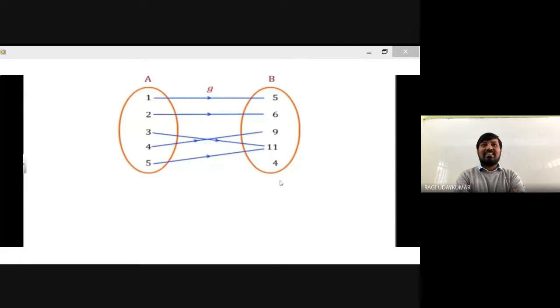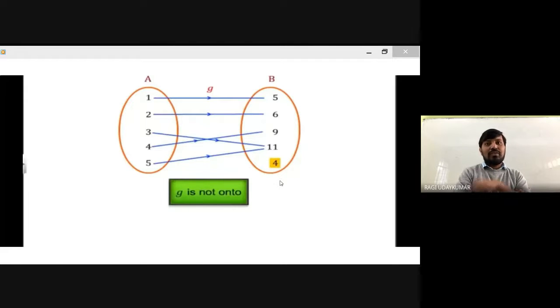Khali pada hai. So that's why it is not onto. This is an easy task for us to identify when the graph is given, when the function is given to you like this.